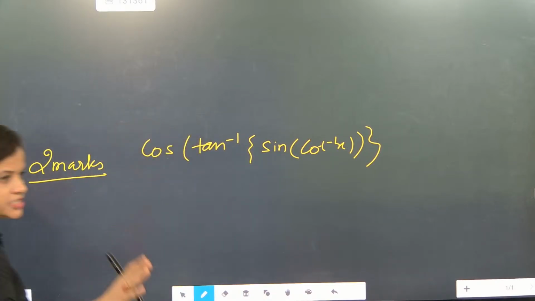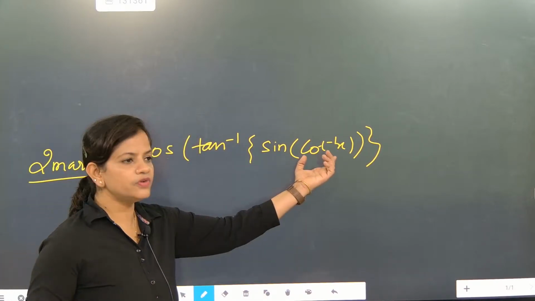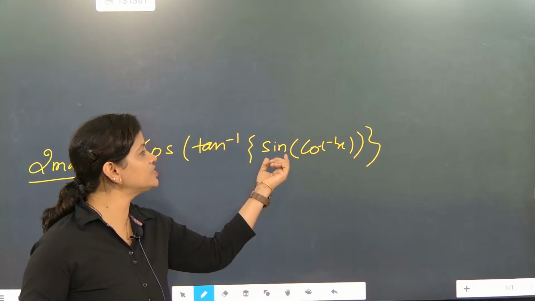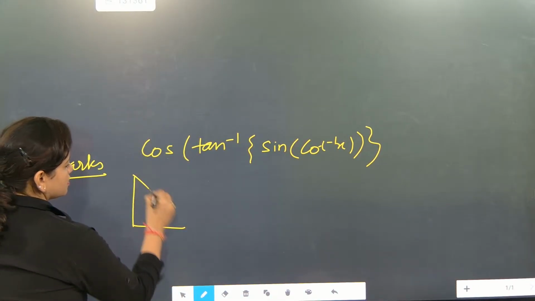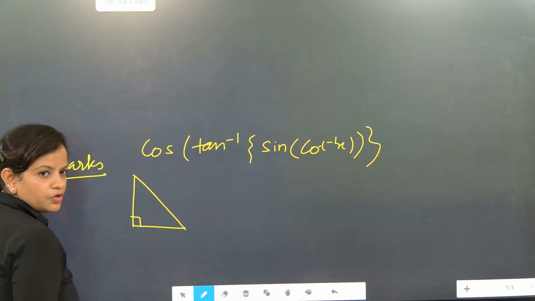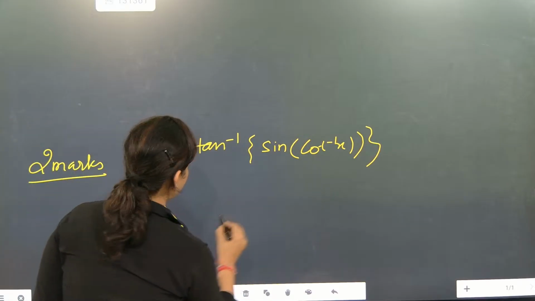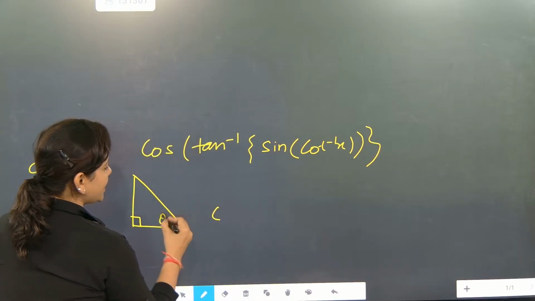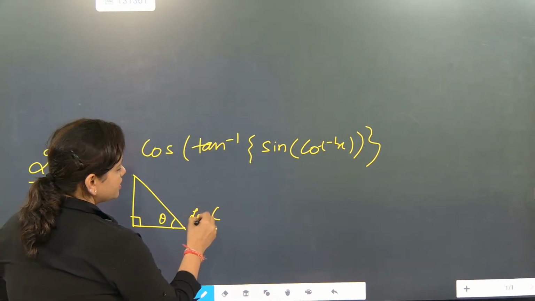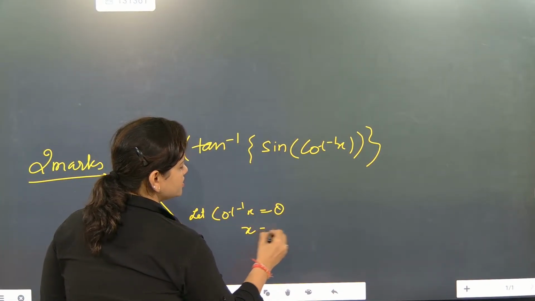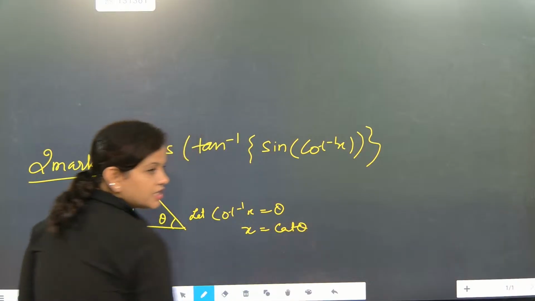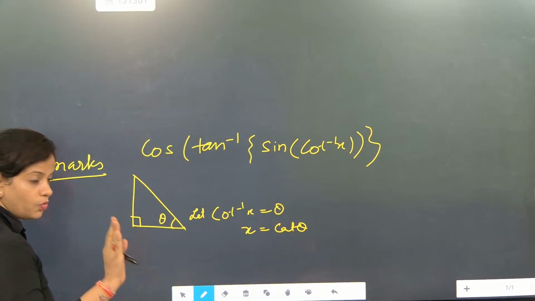See, for these type of questions, cot inverse x is there. You have to bring it into sine inverse format. Remember this. Draw a triangle. When you are drawing a triangle, cot inverse x, that one you take as theta. So write let cot inverse x is equal to theta, so x is equal to cot theta. Done. Now see what I am doing.